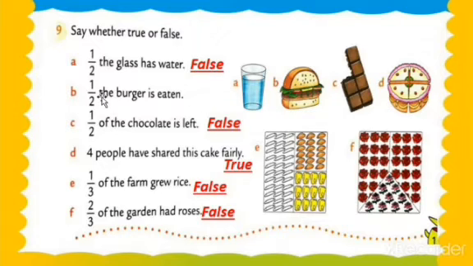Okay, now my dear students, question number B. 1 upon 2 means 1 half of the burger is eaten. See this. The full burger is the full circle, the full part means 2. And 1 half, a piece of the burger, is eaten. So see, this is the half burger. So that's why the corrected sentence is: 1 upon 2 of the burger is eaten. Understood?